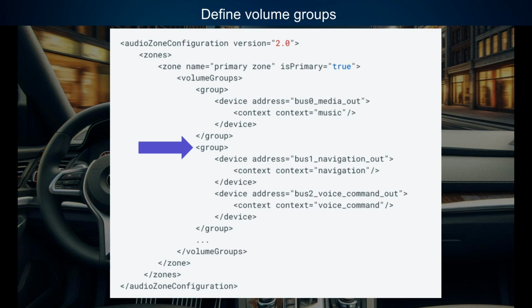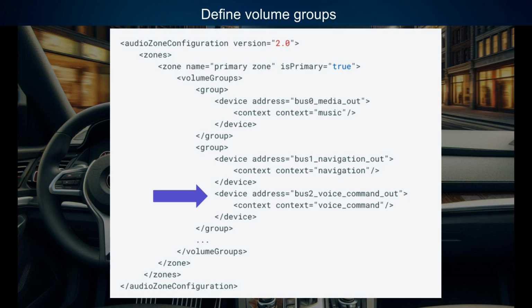Group tag. This starts a new volume group, and the following lines define the speakers within this group. Device address equals bus1_navigation_out. This defines another speaker, likely the one for navigation announcements. Context equals navigation. This tells us that the speaker is specifically for navigation audio.